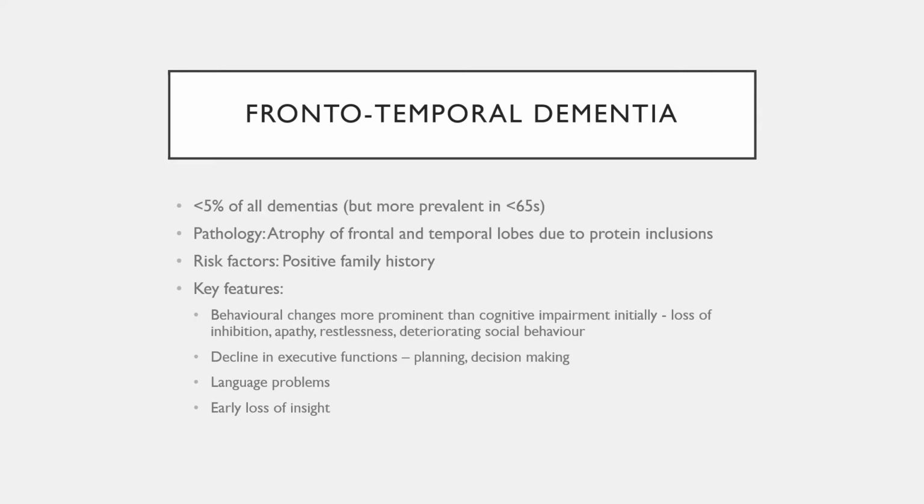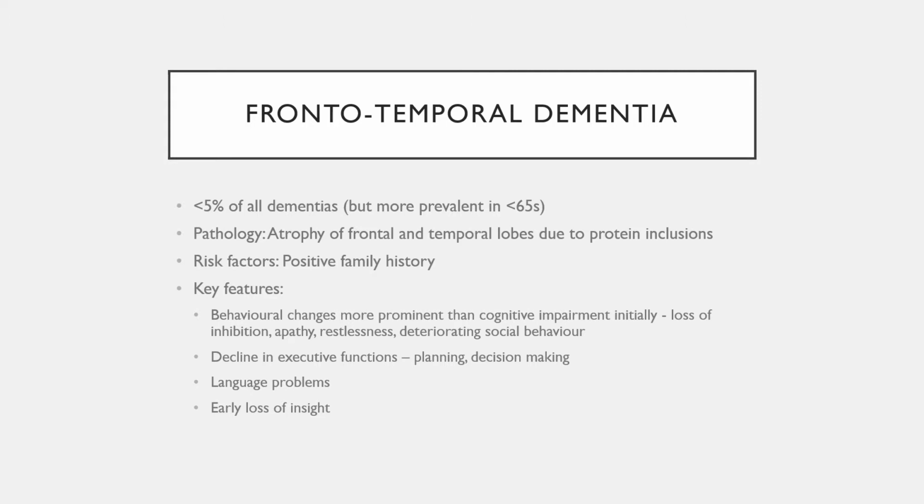The next most common cause of dementia is frontotemporal dementia. It accounts for less than 5% of all dementias, but it is a more prevalent dementia in the under 65s. And it's due to atrophy of the frontal and temporal lobes due to protein inclusions.